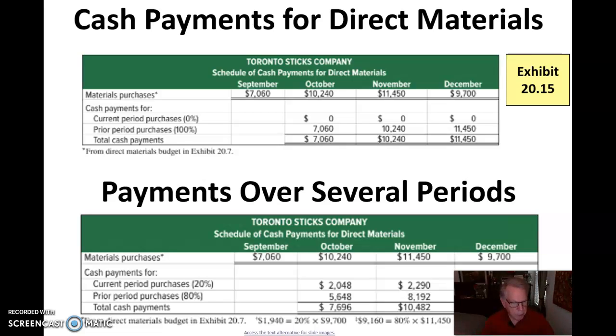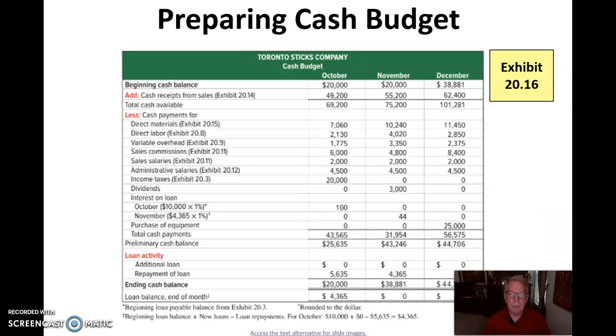7060 times 0.8, yeah, 5648. So I'm taking 80% of 7060 to get to 5648 here. And that's how I'm going to pay based on several periods. So we have cash payments, and it can be a little tricky.